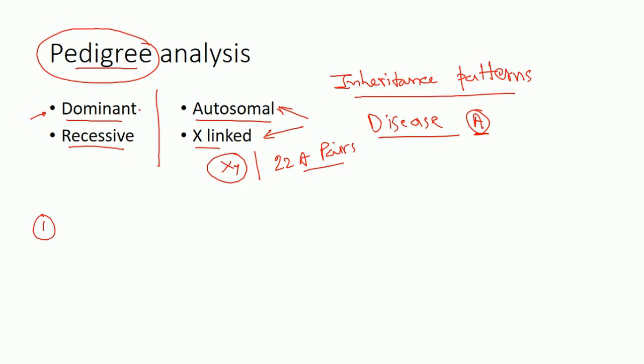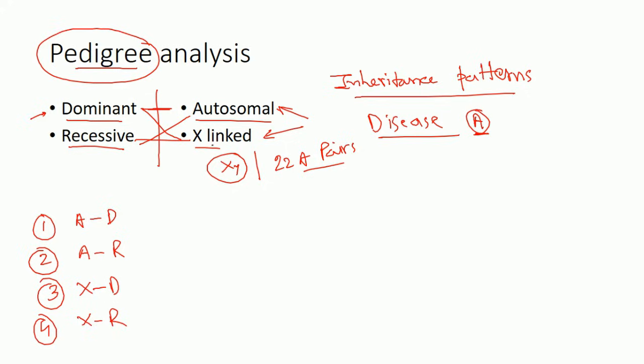First, it could be dominant autosomal, so we call it autosomal dominant. Second one, autosomal with recessive type, so carried by the autosomal chromosomes, but it is in recessive format. Third one is X-linked dominant, so present in the X chromosome, but the disease is a dominant type. Fourth one, X-linked recessive, when it is also carried in the X chromosome, but it is in recessive format. So we have 4 types of disease inheritance patterns that are possible.